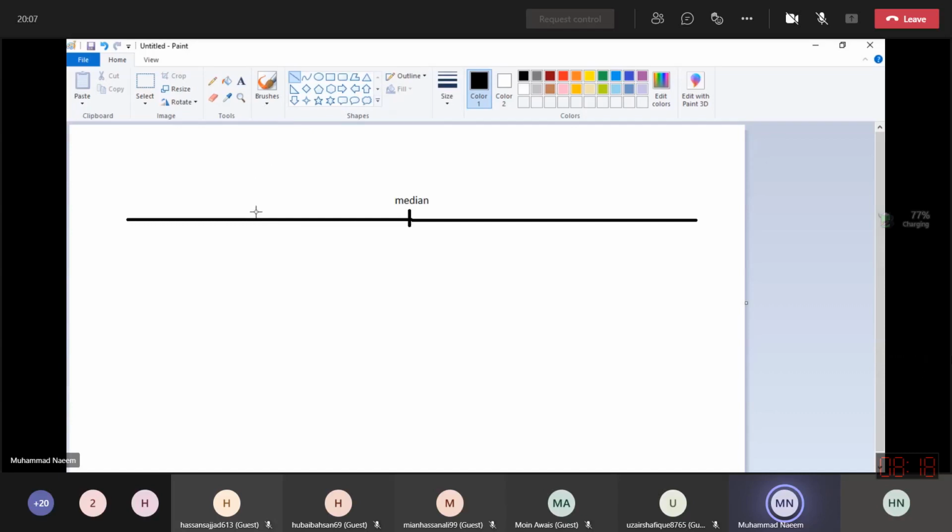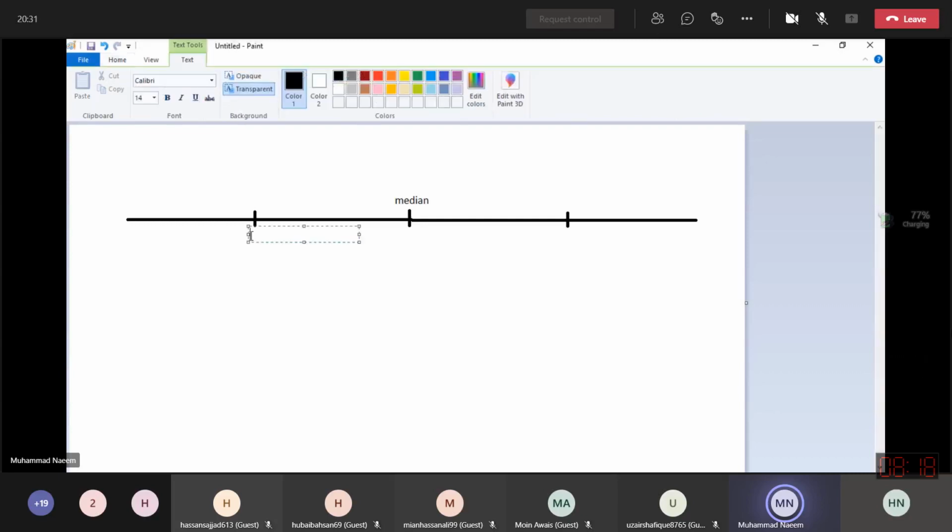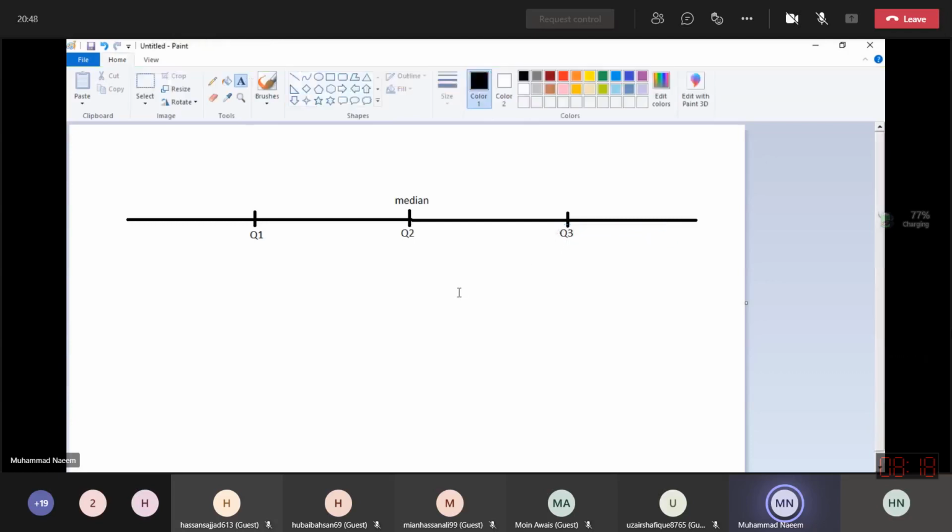Okay, when we need to cut our data into four equal parts, for this purpose, we have to cut it at three places, called quartiles. This one is Q1, in the center Q2, and this one Q3. Each section contains 25% of the data.